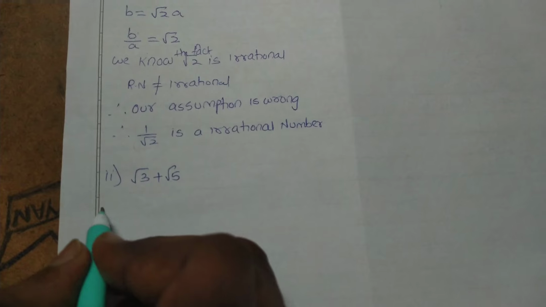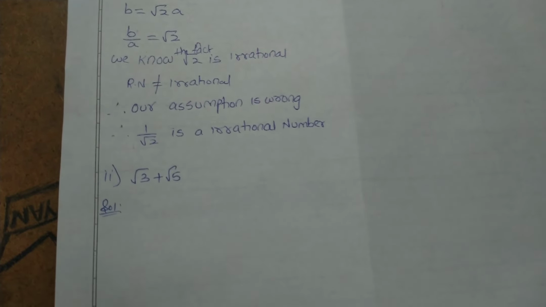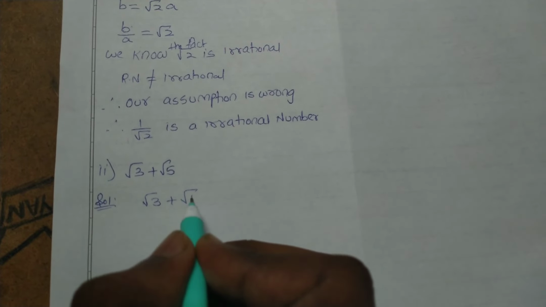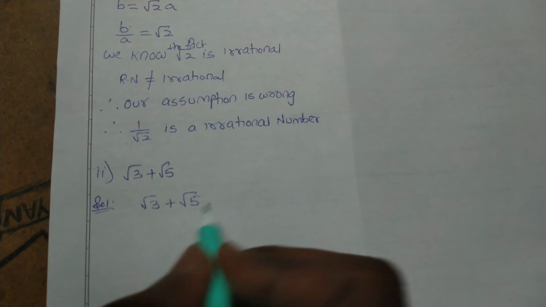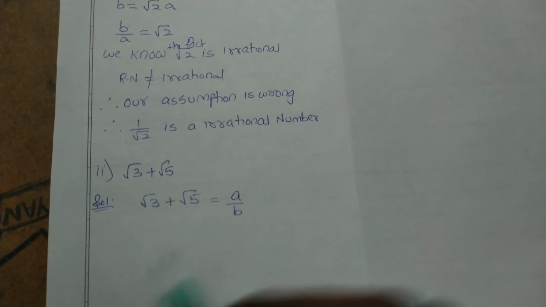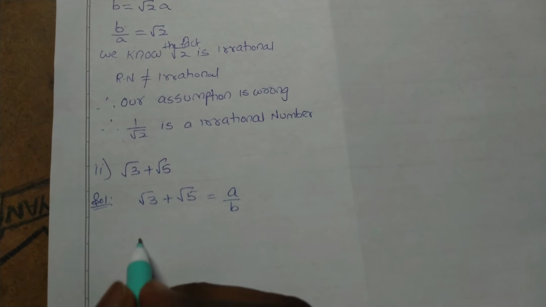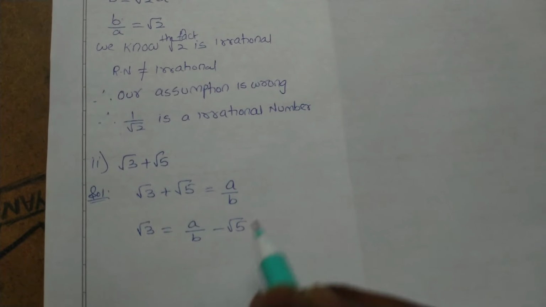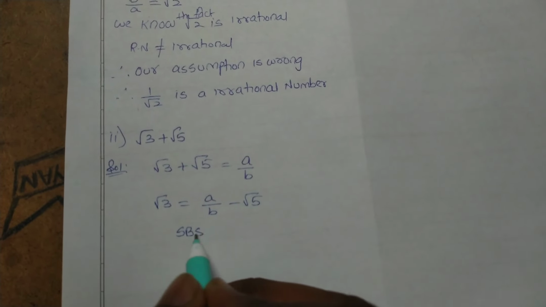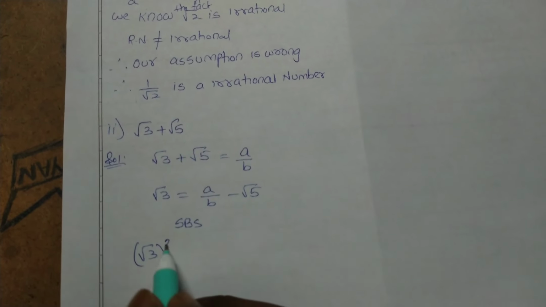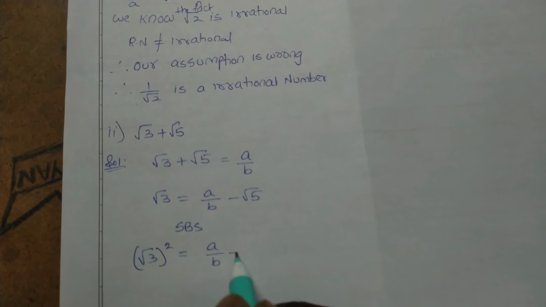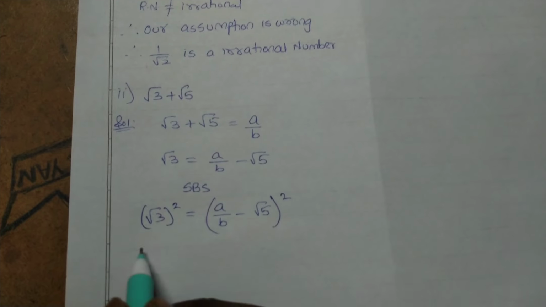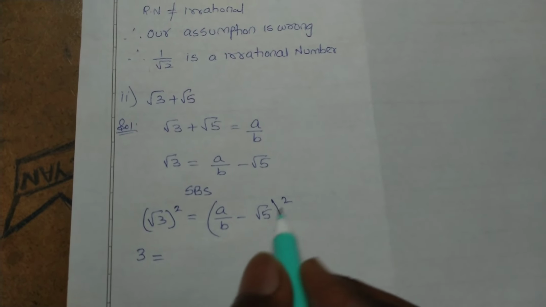See how we are going to calculate root 3 plus root 5. Here also, same thing. First we will assume root 3 plus root 5 is a rational number. If it is a rational number, then it is equal to a by b, right? So send one number to the other side: root 3 is equal to a by b minus root 5. Apply squaring on both sides. What will you get? Root 3 whole square is equal to a by b minus root 5 whole square. The square and root cancel, you will get 3. This one is a minus b whole square.